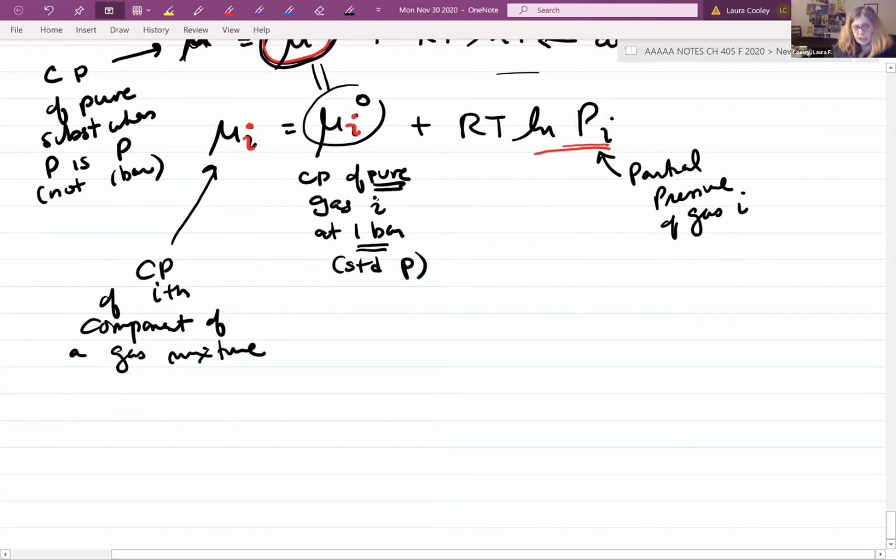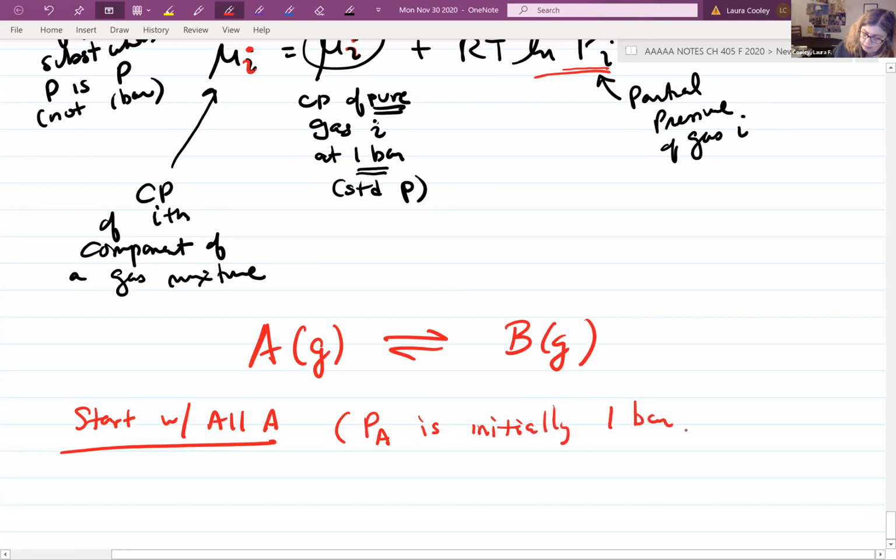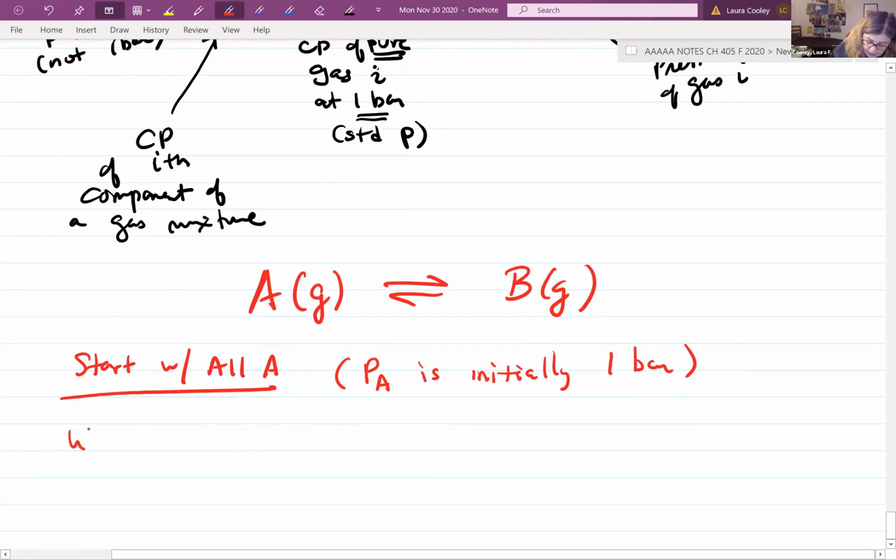So I want to actually use it because I don't want to dwell too long on how unfamiliar it is, because I think using it will really help with that. So I want to look at a very simple reaction because I think it will actually help. So let me talk about this for a little bit. So suppose we start with all A. I mean, that happens a lot. We start with just reactants. And let's suppose that PA is initially 1 bar. Okay. So what's going to happen?